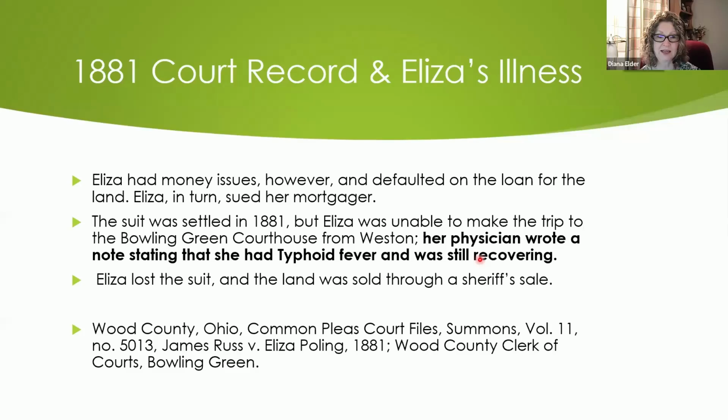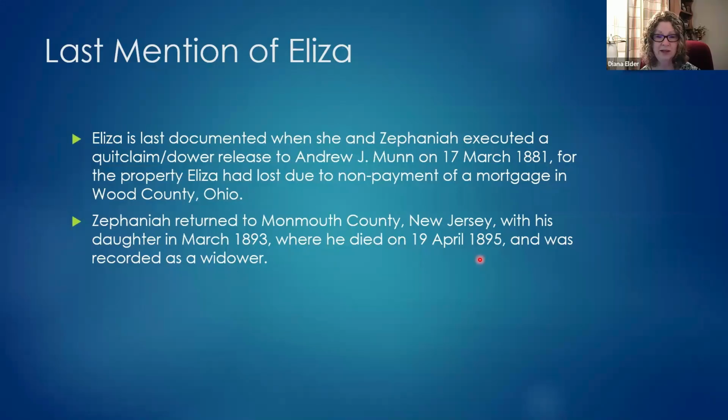So notice 1881 is when she's got typhoid. How long could she have lived with typhoid before Zephaniah is being reported as a widower? And why did he go back to New Jersey with his daughter? Had she already died by then?